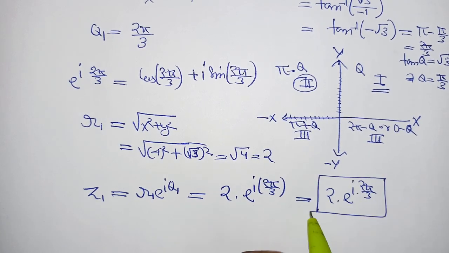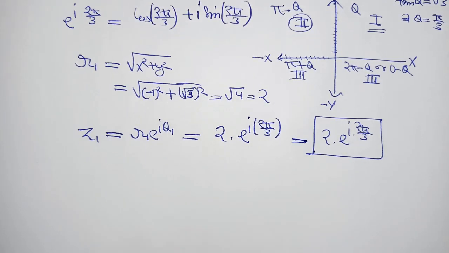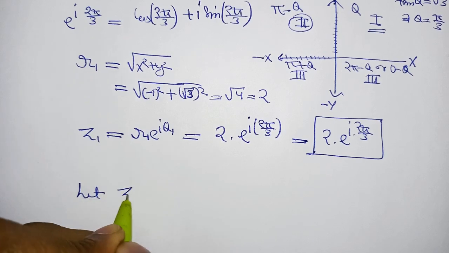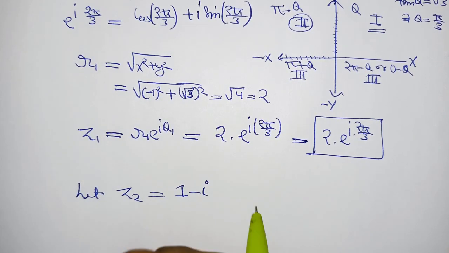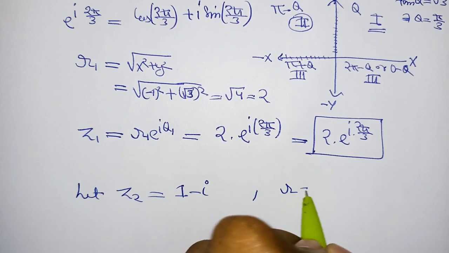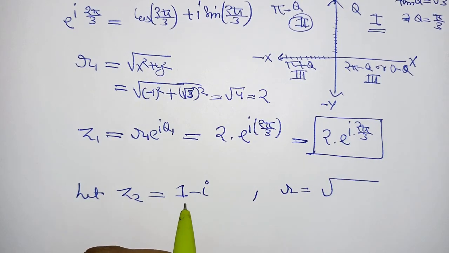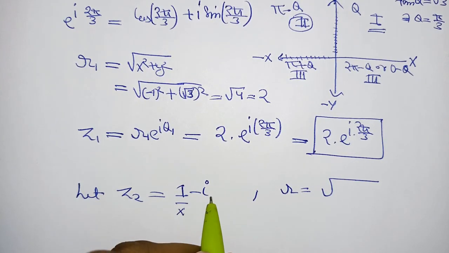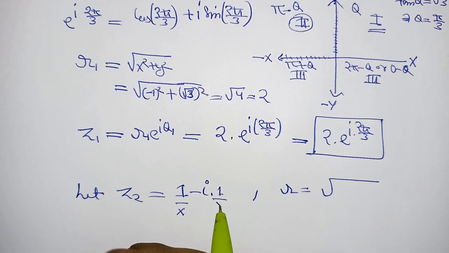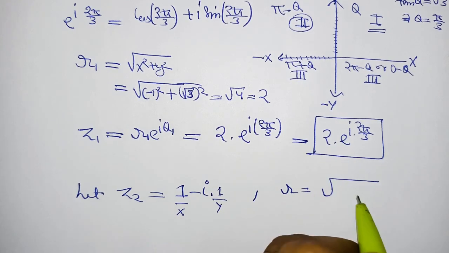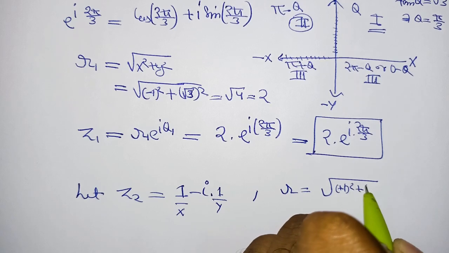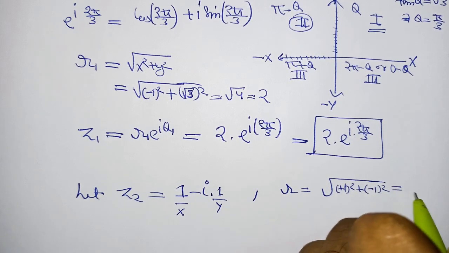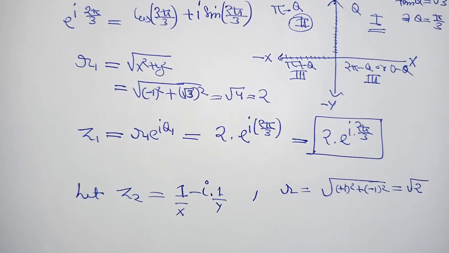So this is the value of z1, and similarly let z2 be equal to 1 minus iota. Then here r will be equal to the square root of, where the component of x is 1 and the component of y is minus 1, so we have 1 square plus minus 1 square, which is equal to square root of 2.